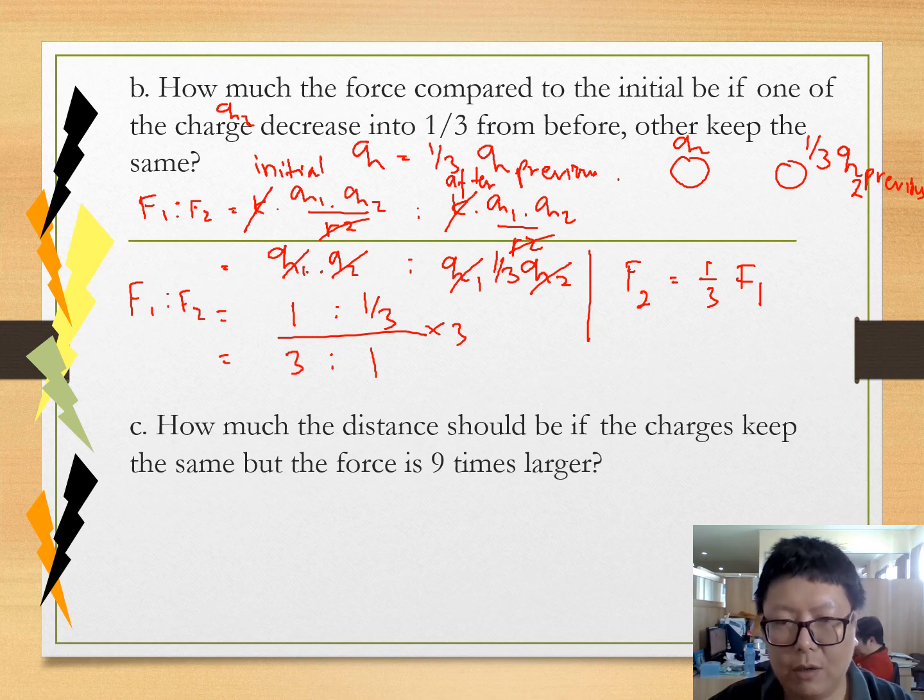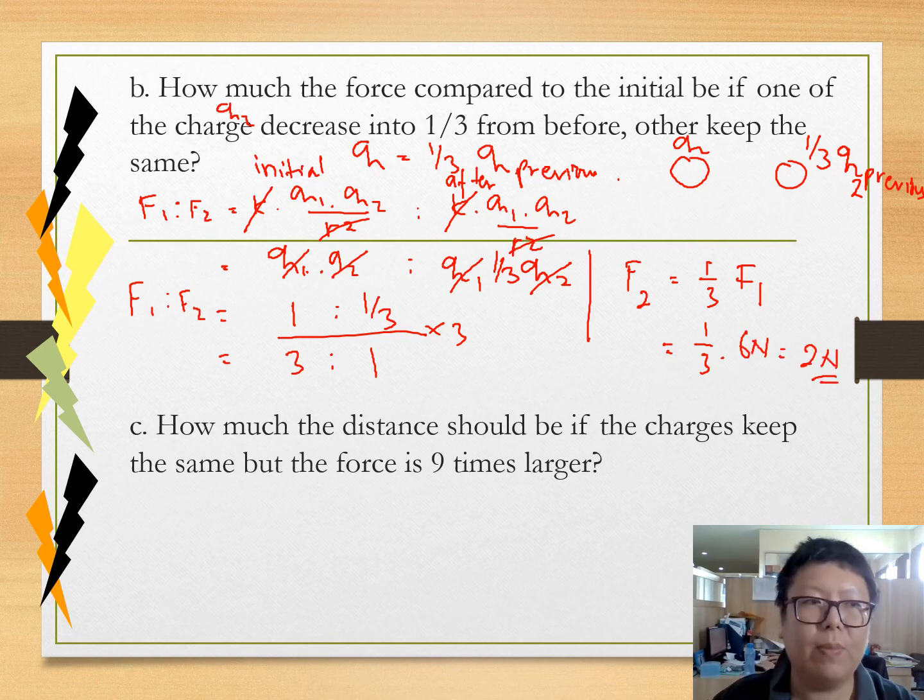So if the last one is 6 newtons, then 1/3 of 6 newtons, the answer is 2 newtons. If you're still confused with this, maybe I can rewrite this as before, the initial.